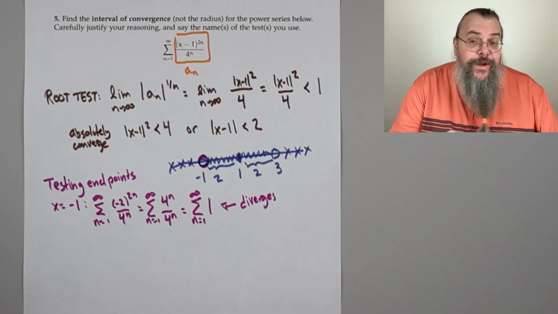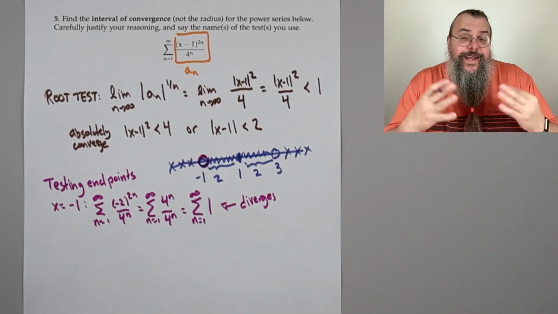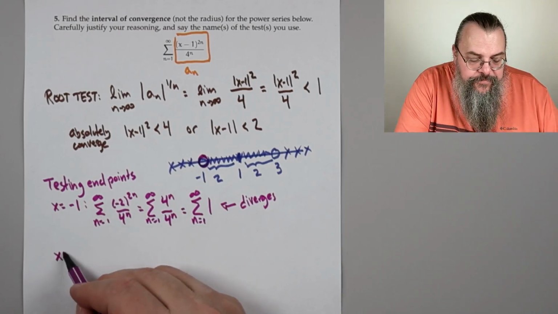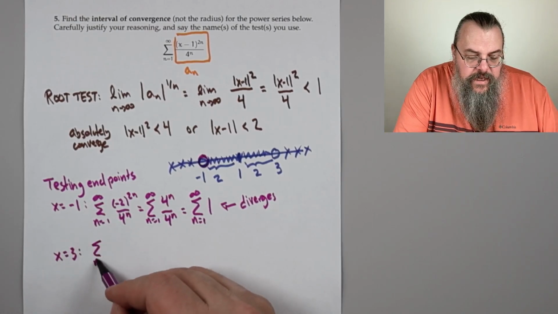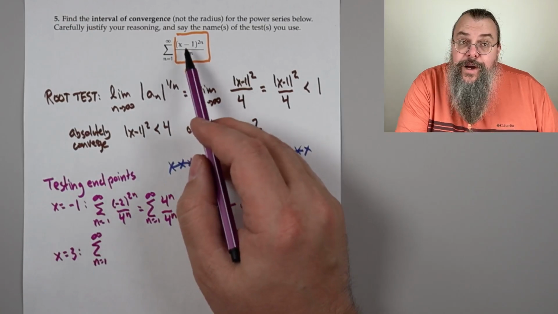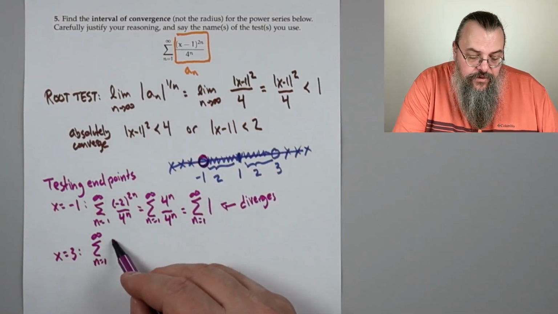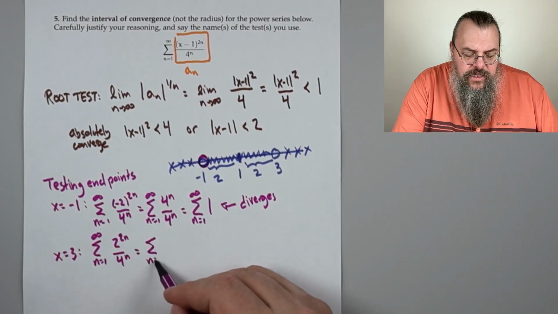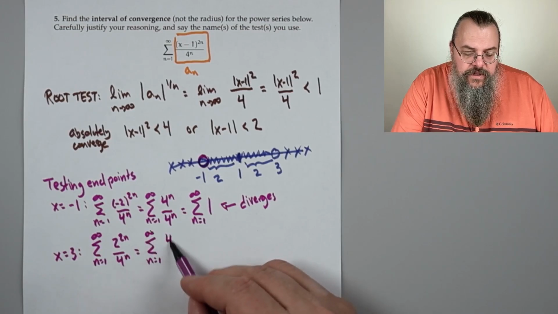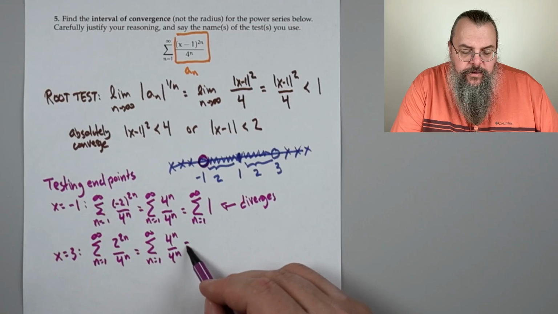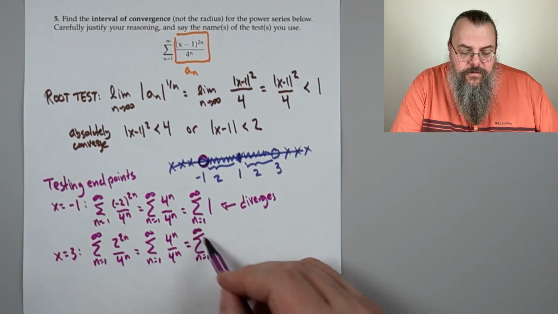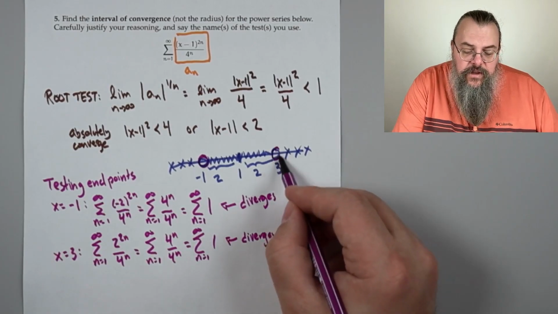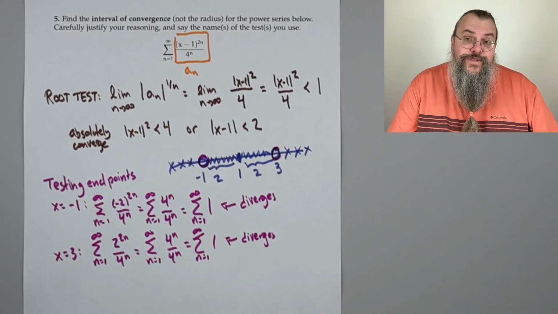Now, what about 3? Endpoints can behave differently, so it's not enough to say, hey, I tested one, so the other one's going to do the same. No, no, no, no. You got to check them separately. Sum n equals 1 to infinity. 3 minus 1 is 2. So we're going to have 2 to the 2n over 4 to the n. And now we're going to be like, whoa, deja vu. We end up with still 4 to the n over 4 to the n, which is the sum 1 to infinity of 1, which again diverges. And so this other endpoint is also truly an open circle.